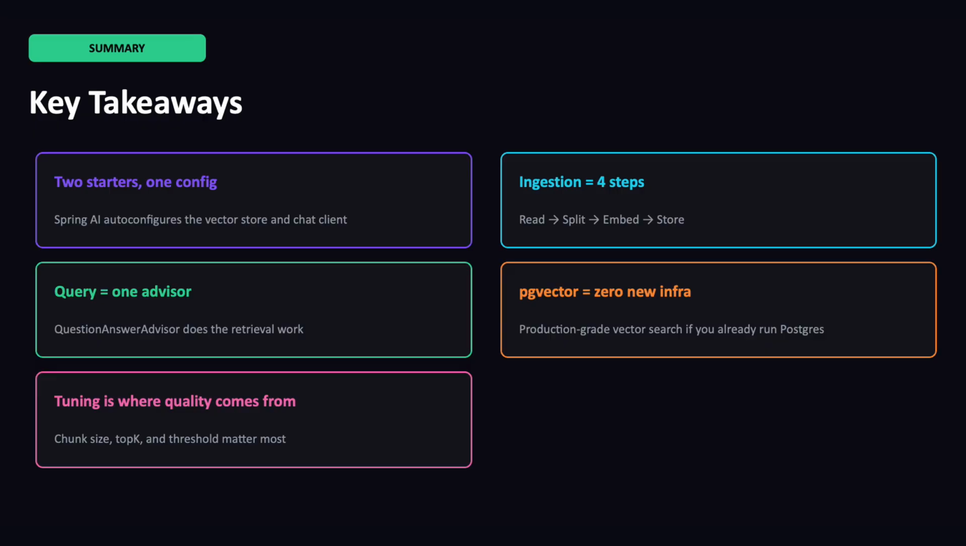Now, key takeaways. 5 things to remember. To start, get the plumbing. Ingestion is 4 steps: read, split, embed, store. Querying is one advisor. pgvector means zero new infrastructure if you're already on Postgres. And tuning chunk size, top K, and threshold is where the real engineering work lives, long after the demo is working.